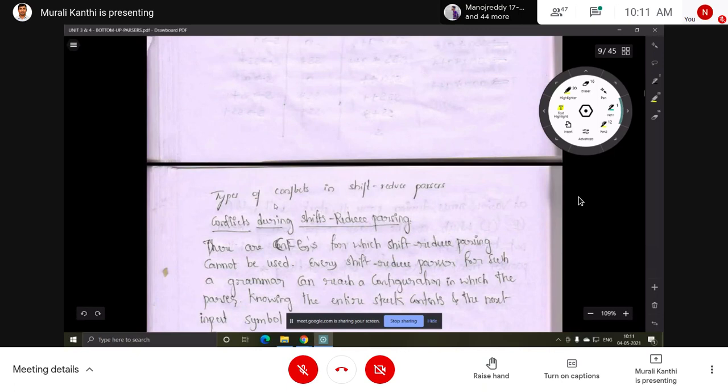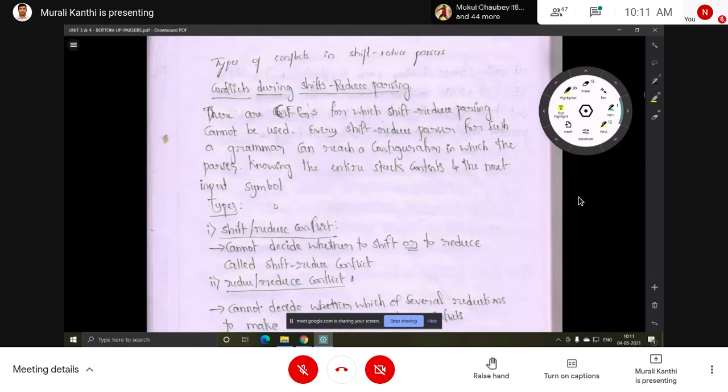Yes, here in the shift reduce parser, some problems are there. Those are called conflicts. So, types of conflicts in shift reduce parser. There are two conflicts: one is a shift reduce conflict, another one is a reduce reduce conflict. With a shift reduce conflict, we cannot decide whether to shift or to reduce. That is called shift reduce conflict.